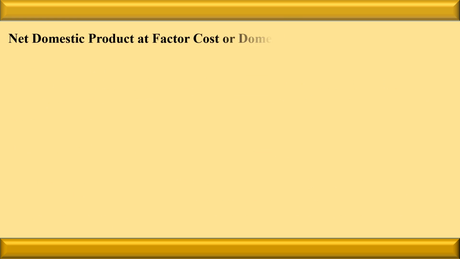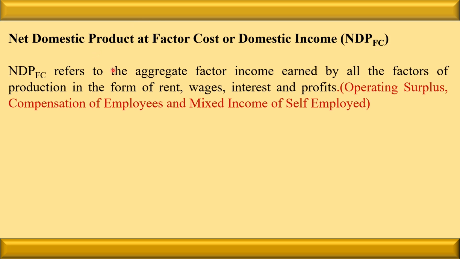Let us see the fifth aggregate, that is NDPFC. Here factor cost is written. It refers to the aggregate factor income, the total factor income earned by all the factors of production in the form of rent, wages, interest and profit. In other words, it is the sum total of operating surplus, compensation of employees and the mixed income of self-employed.